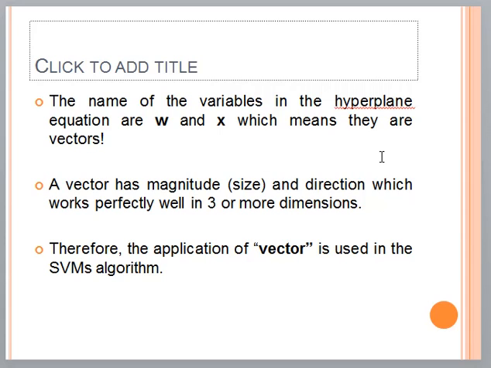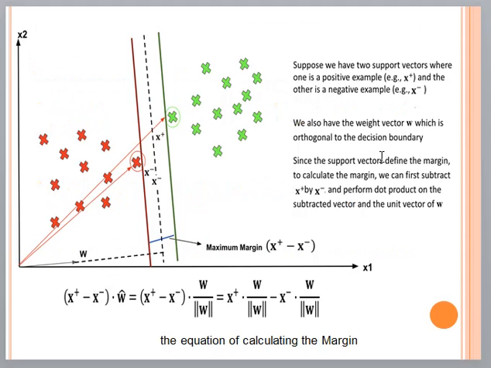A vector has a magnitude and a direction as well, which works perfectly well in 3 or more dimensions. Therefore, the application of vectors is used in support vector algorithms. So that's why we say that we have these support vectors in a support vector machine.